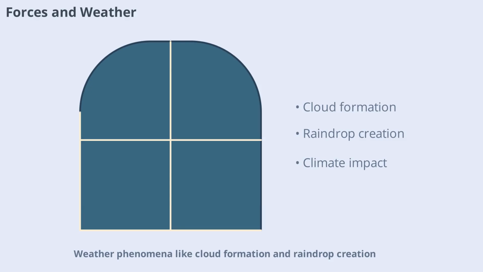Weather phenomena like cloud formation and raindrop creation are influenced by intermolecular forces. Water vapor condenses into droplets when molecules attract each other strongly enough. These tiny interactions have a big impact on our climate and daily weather.